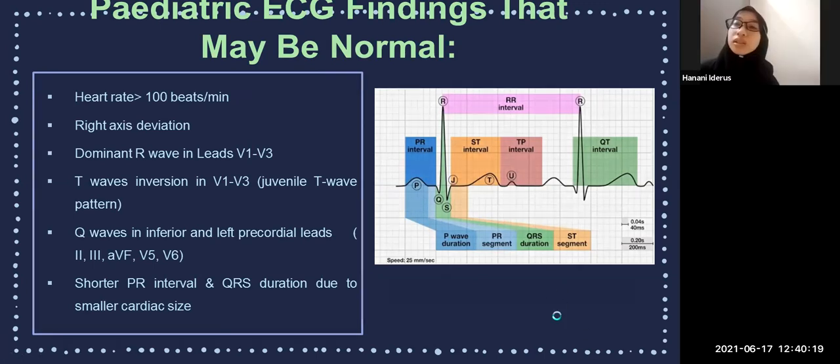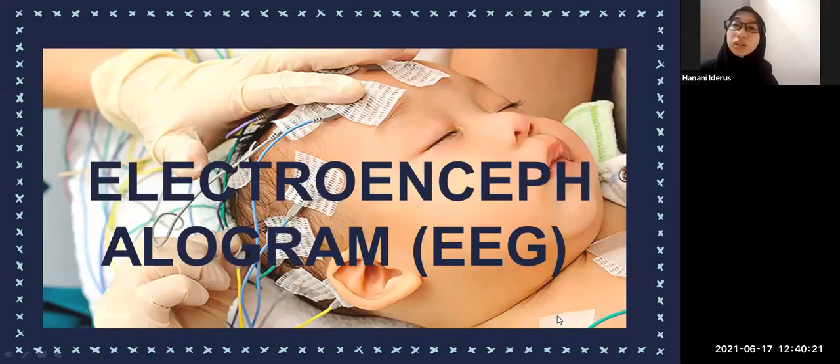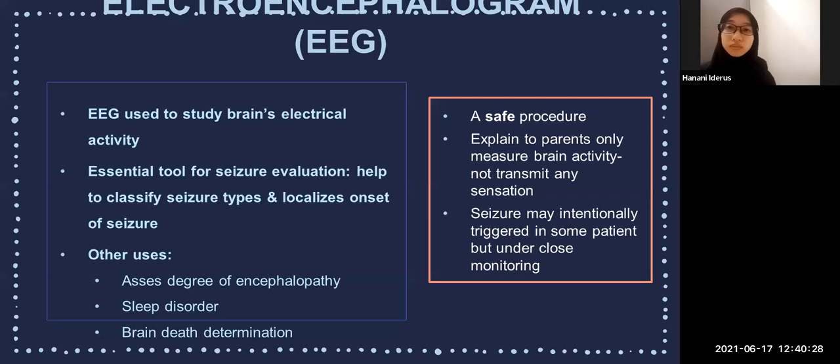So next, I'll be talking about EEG, the electroencephalogram. The electroencephalogram is used to study the brain's electrical activity. It's an essential tool for seizure evaluation because, like the doctor mentioned yesterday, EEG is used to clarify the type of epilepsy, and we can also use it to localize the location of the seizure.